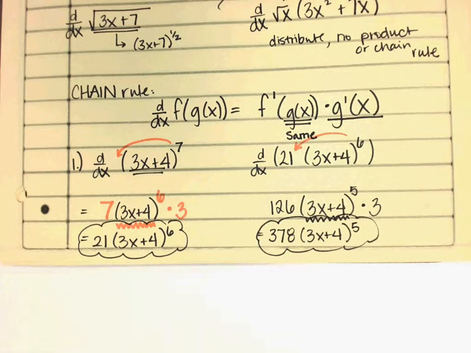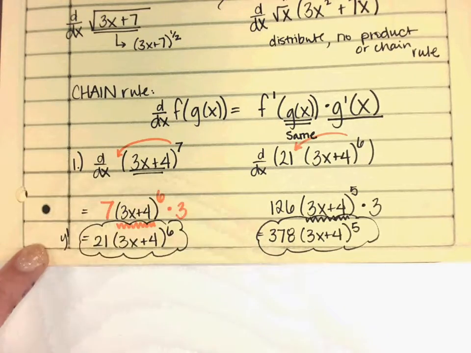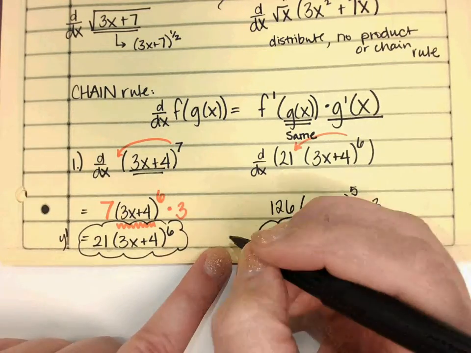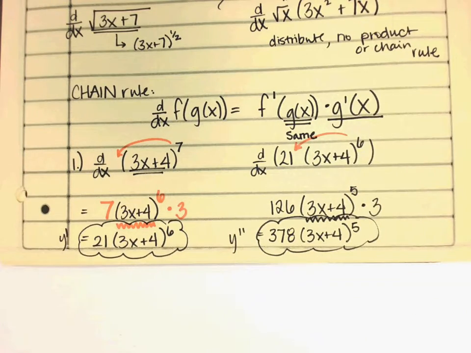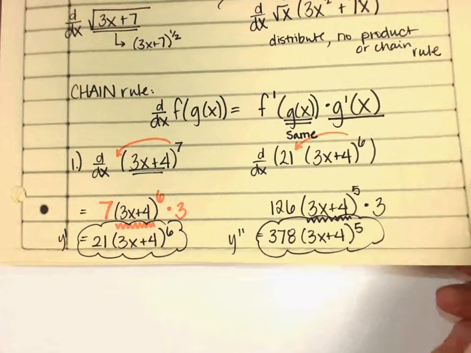Make sense? Okay, so that's number 1. Now, this we would call y prime. What would I call this one? Y prime prime or y double prime, yeah? Or y, what's this called? Quotation marks. Oh, yeah. Y quotation, great.